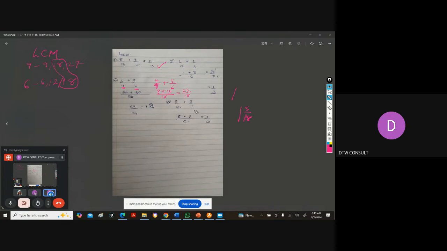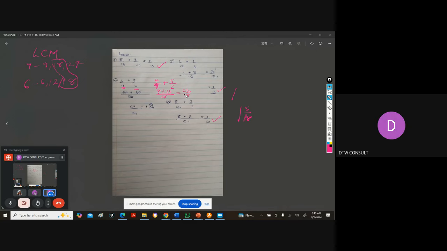Okay. So here, okay, good. This is correct. This is a proper fraction, so you don't need to convert. This is also a proper fraction. Good job. You know how to reduce. Good one. This is also a proper fraction.